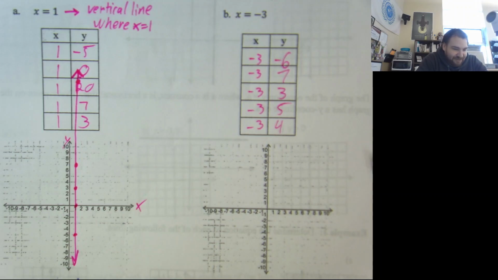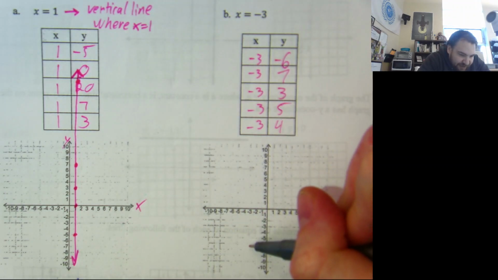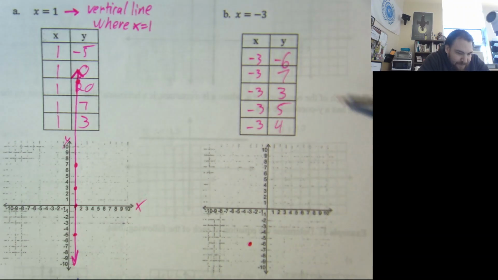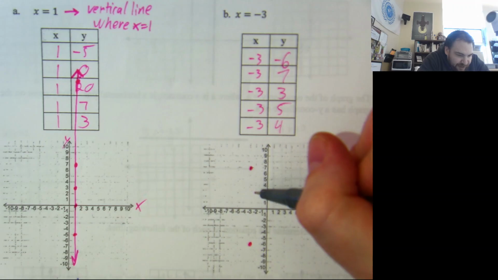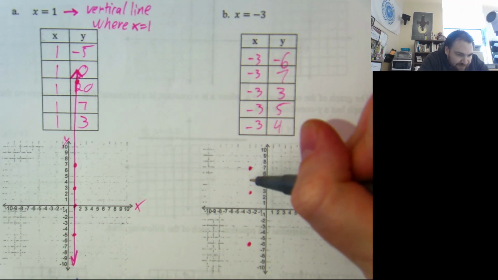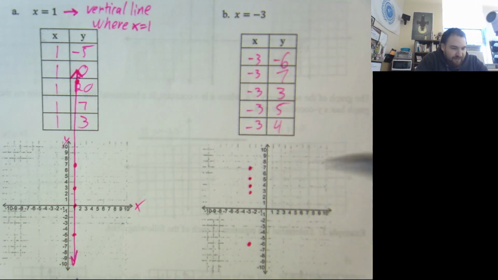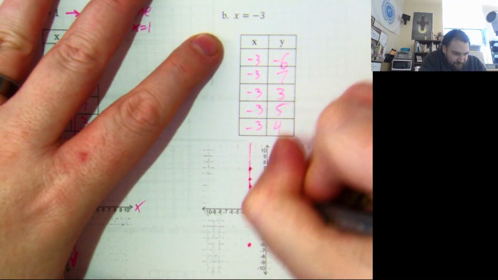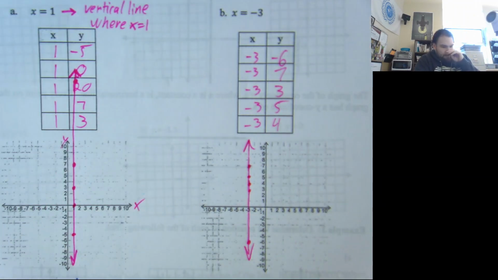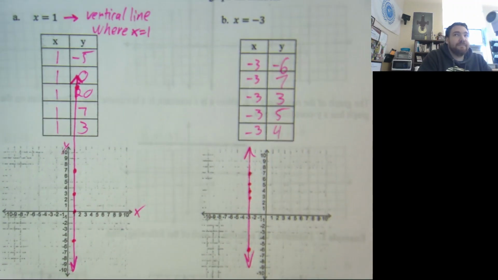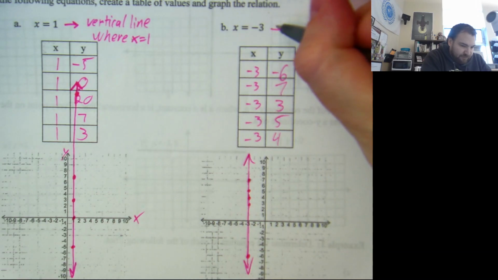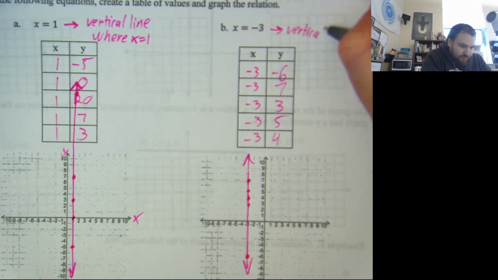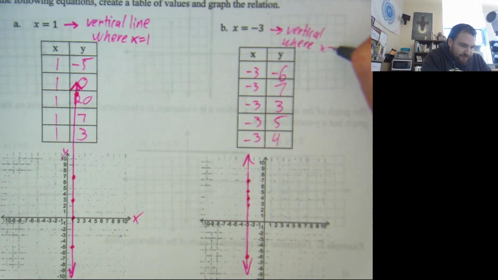Okay, let's plot the points. It doesn't matter what y is. X is -3. So here we go. -3, -6 is right down there. -3 and 7, way up there. -3 and 3, right there. -3 and 5, right there. -3 and 4, right there. Connect the points. You got a vertical line again. X is locked in, Y is allowed to change. So you get a line that goes straight up and down, vertical, where X equals -3.